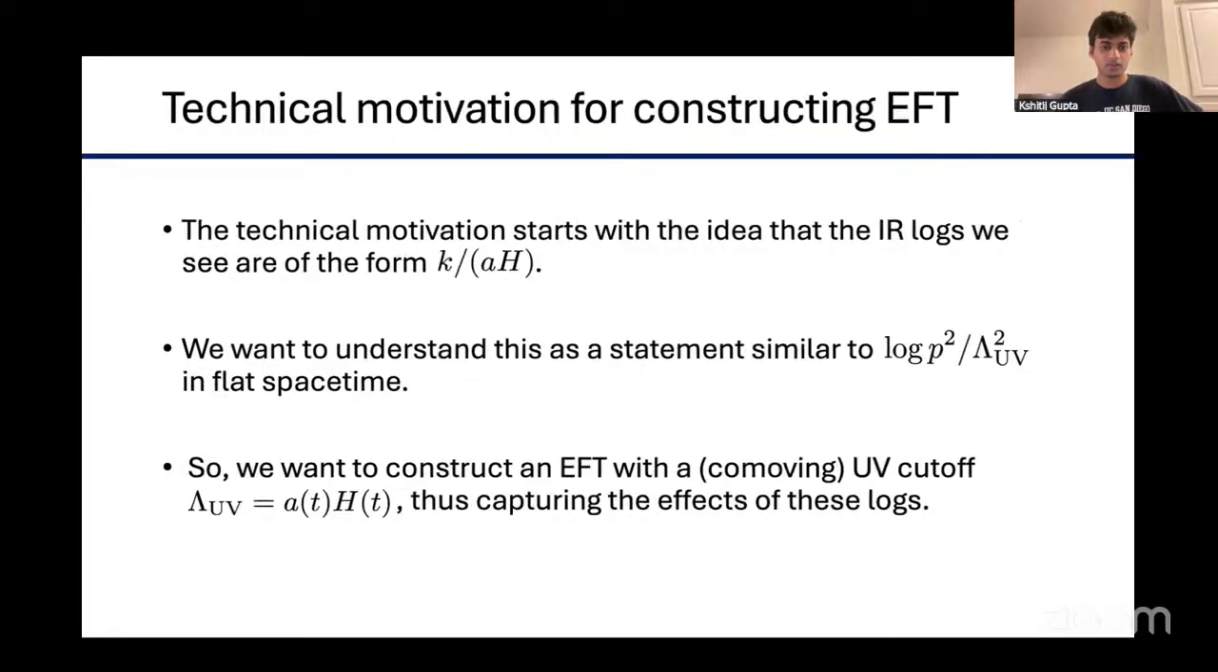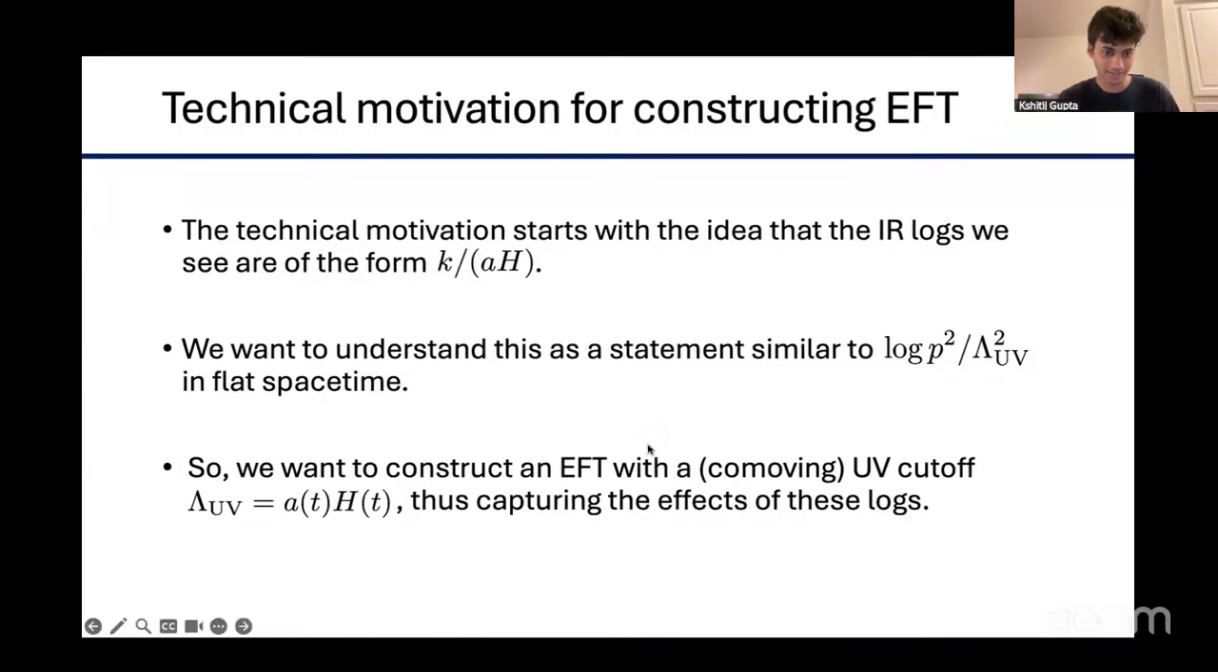Okay, so we want to construct an EFT, and let's try to understand what is the regime of validity of the EFT. The technical motivation starts with the idea that the IR logs that we see, the secular divergences, are of the form log k over aH. So these are the ways you could have time dependence, logs of k over aH in de Sitter. We want to understand this as a statement similar to log p squared over the cutoff squared in flat spacetime, which we get when we do RG in flat spacetime.